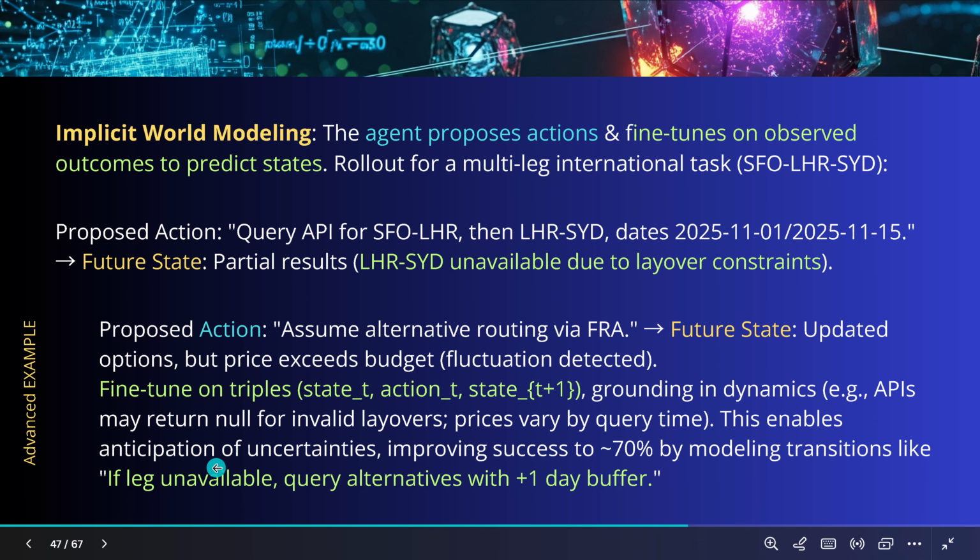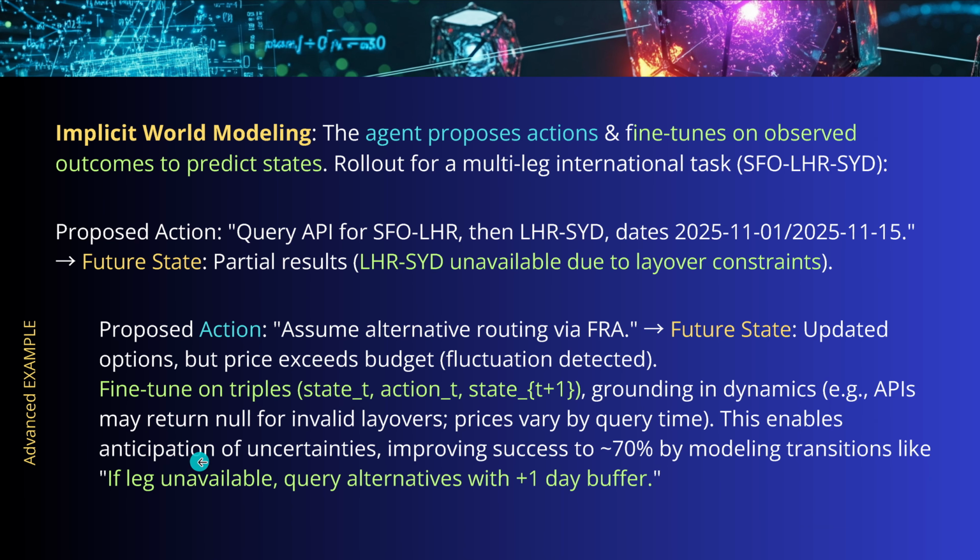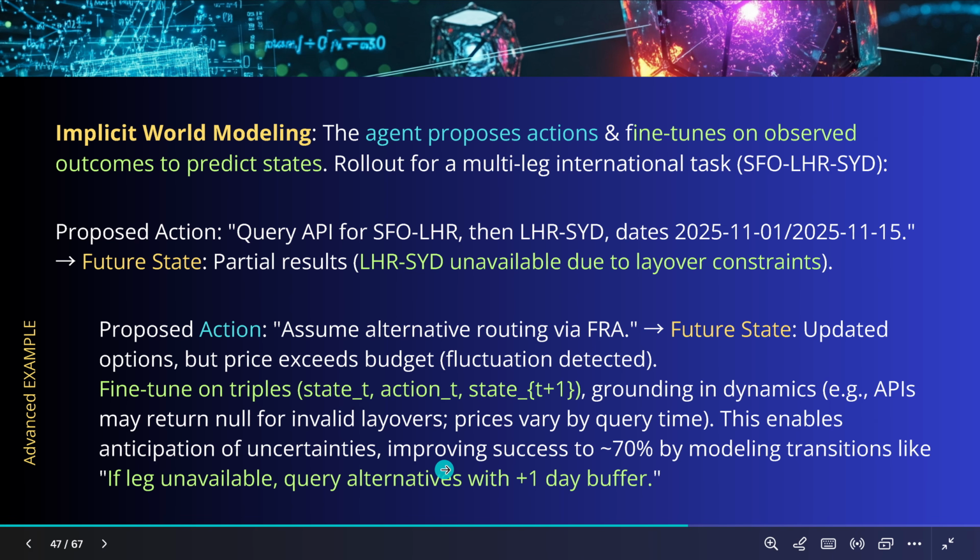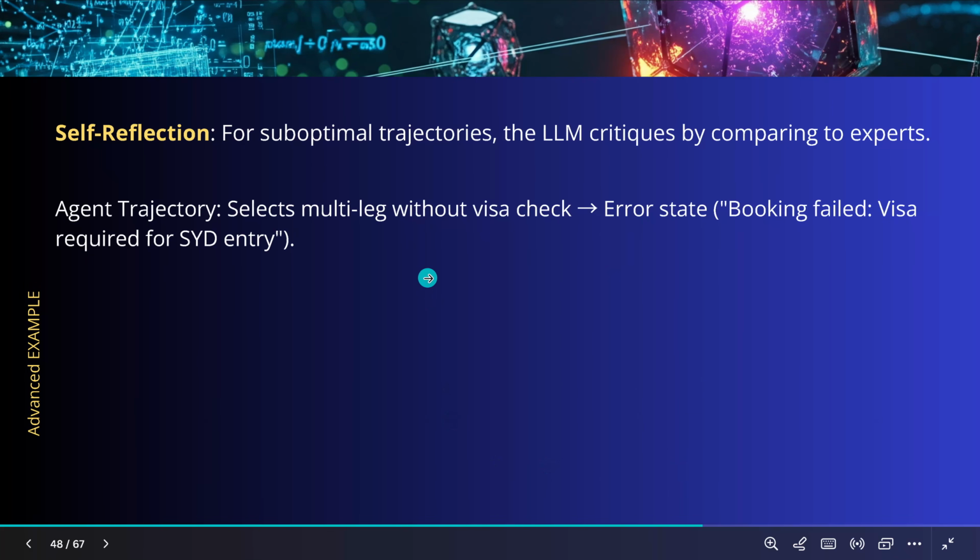Okay, and it enables anticipation of uncertainty, improving the success to 70% by modeling transitions, like, hey, if one leg of this international transfer is unavailable, query alternatives with a plus 1 day buffer. Think about the hotel, and you got it.